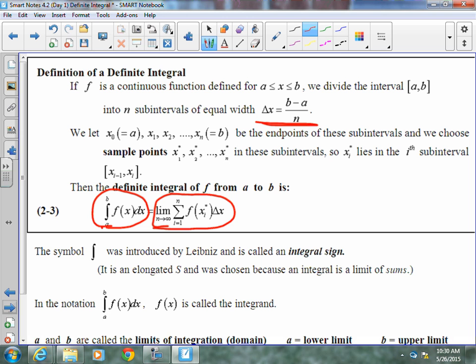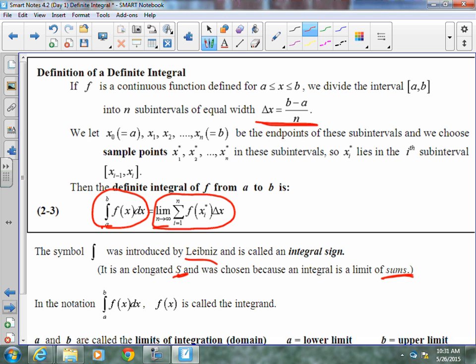So the integral, which is what that symbol means, from a to b of f of x dx, is equivalent to those formulas that we set up yesterday. The symbol integral was introduced by Leibniz and is called an integral sign. It's an elongated s, and the reason it's an s is because it is the limit of a sum. So sum starts with s, that's why they picked s.